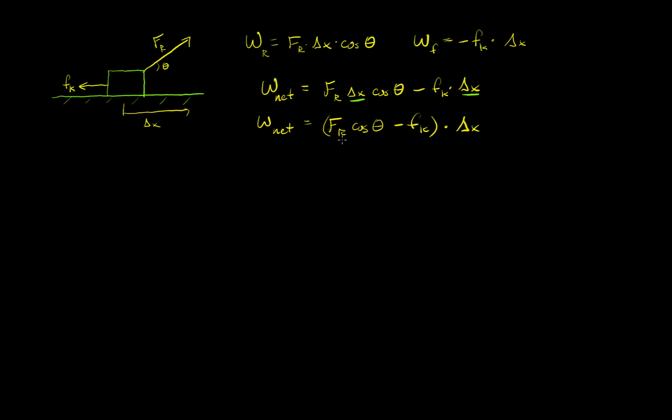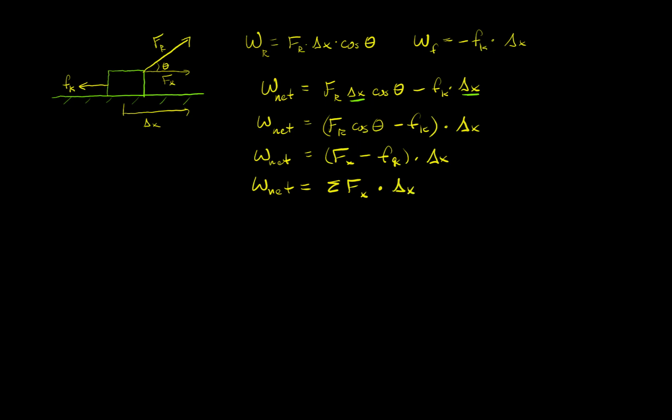And if we think about this term right here, well, that's the force in the x direction, isn't it? So the net work on an object would be the force in the x direction minus the kinetic friction force, times the displacement. And this right here is this force plus this force. So the net work is going to be the net force in the x direction times the displacement in the x.